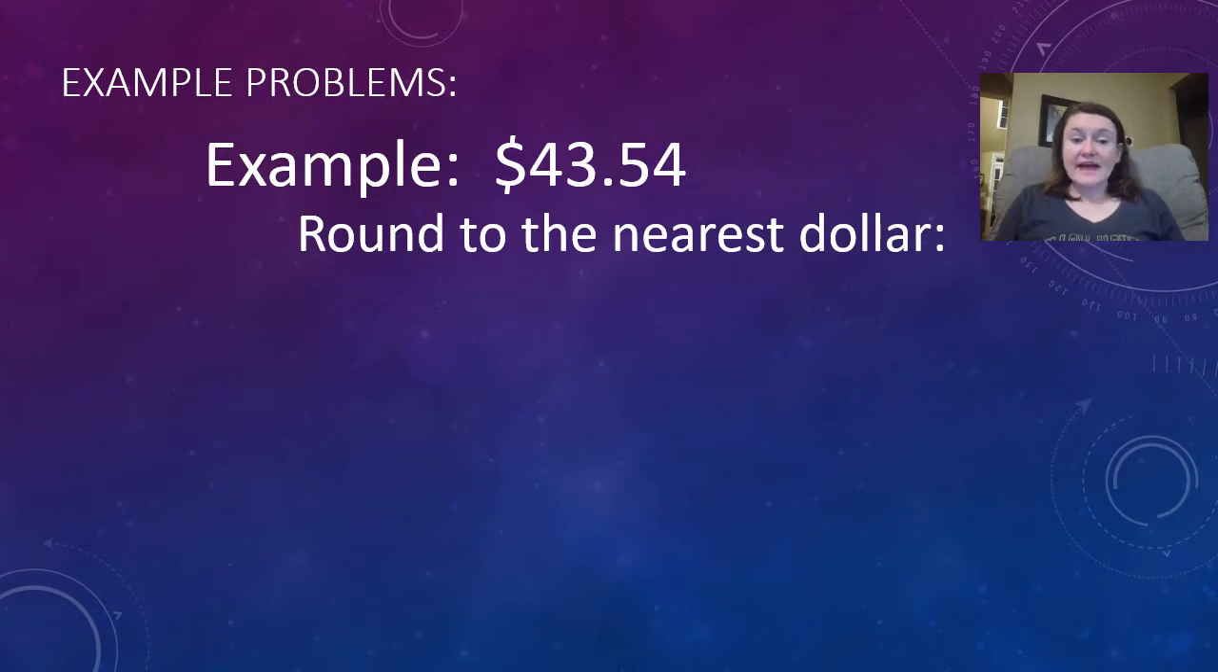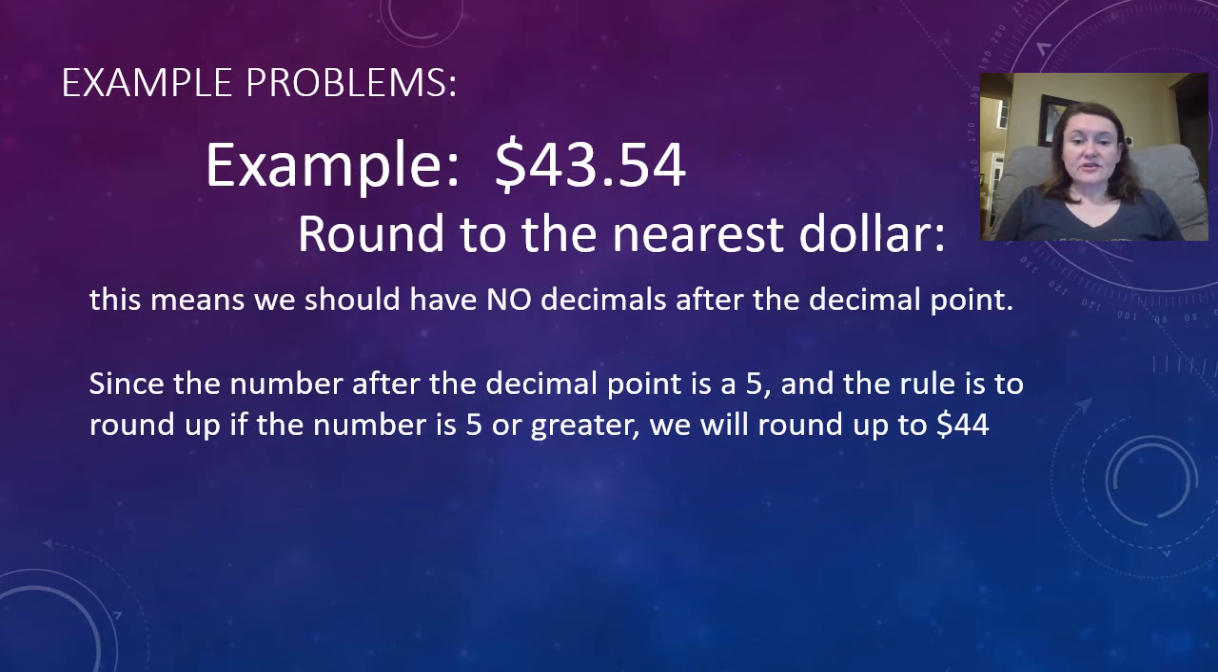We can also be asked to round to the nearest dollar, so that's exactly like rounding to the nearest whole number. We shouldn't have any decimals after the decimal point, which means no cents, only dollars. So since the first decimal is a 5, that means we will round this up to $44.